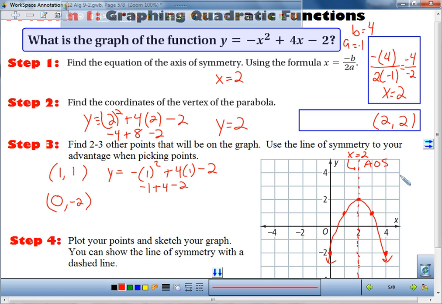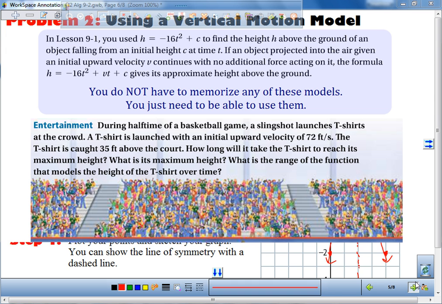AOS for axis of symmetry. Okay? And that's how you graph. So first you find the vertex, and then you choose 2 points either less than that vertex or 2 points greater than that vertex, and mirror it across the axis of symmetry.